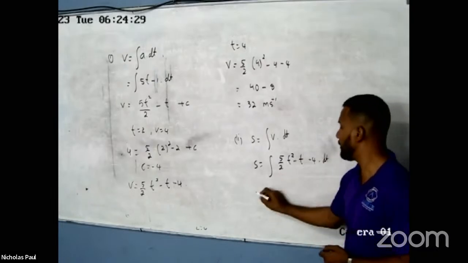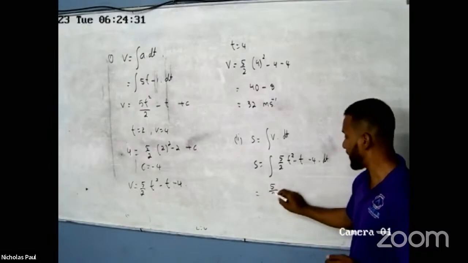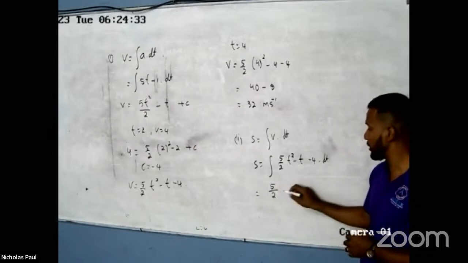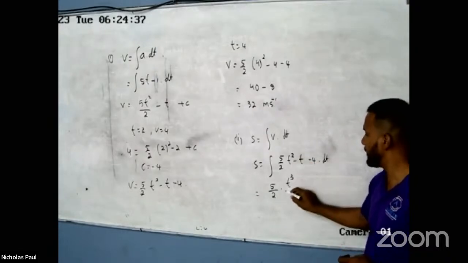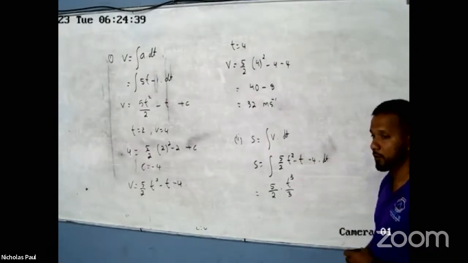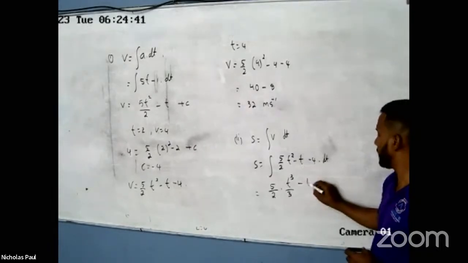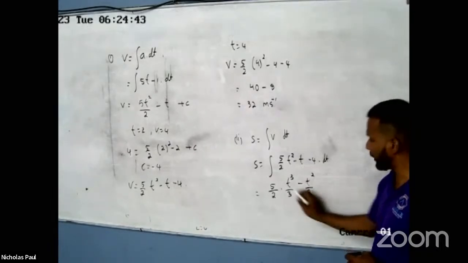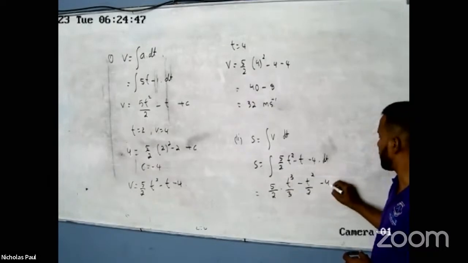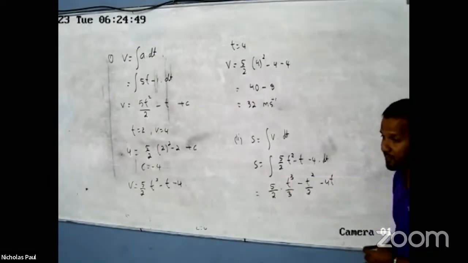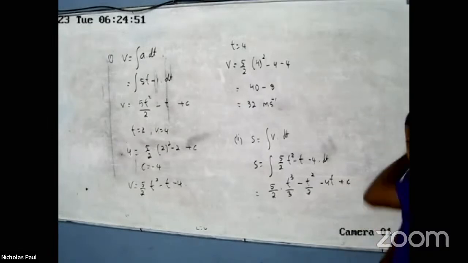How do we integrate this again? Instead of just writing it down, make sure you can integrate it. What's the integral of t squared? That'll be t cubed on 3. What's the integral of t? That'll be t squared on 2. What's the integral of minus 4? Minus 4t, and again, plus c. So it's 5 marks, so we have some working to do.